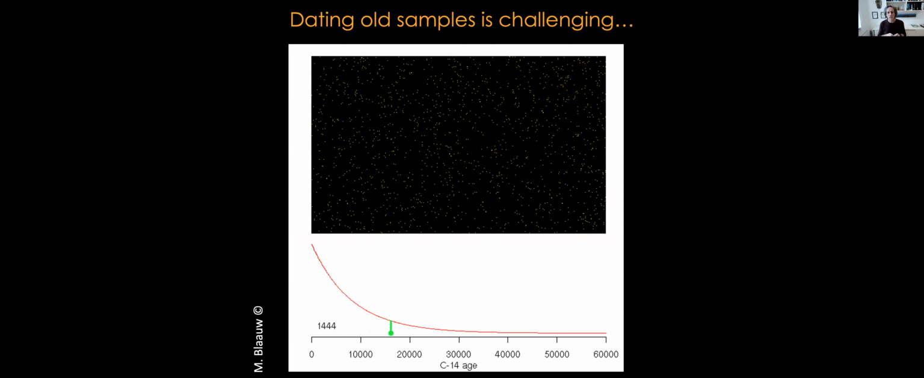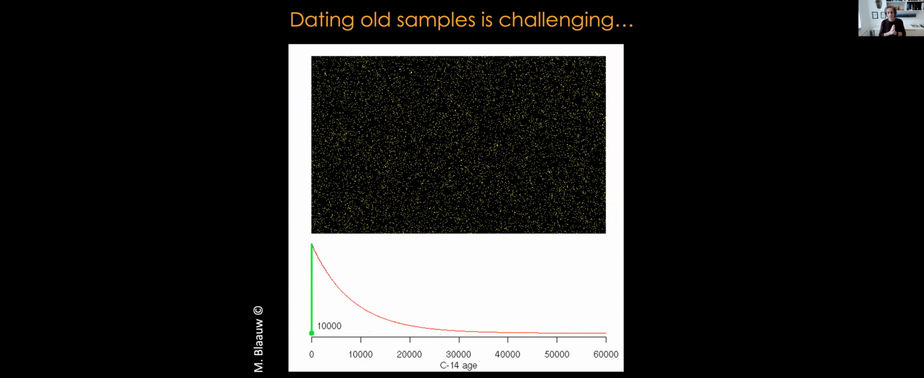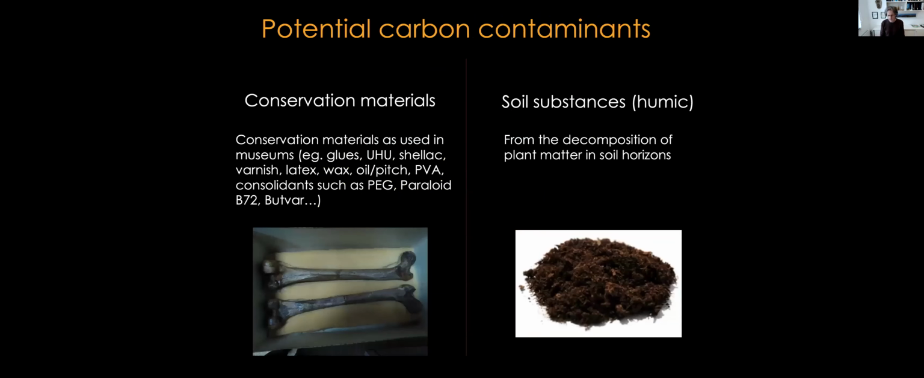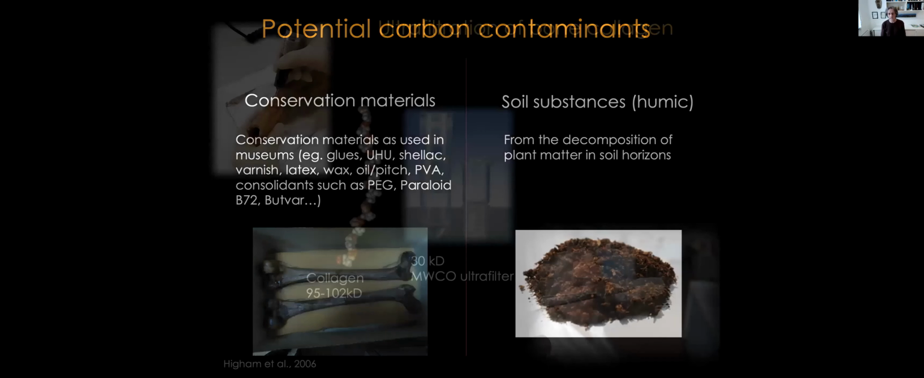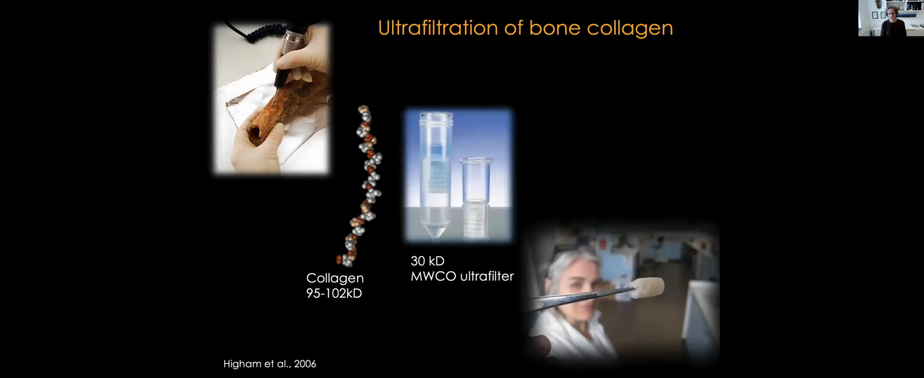This means that when you date old things, tiny amounts of contamination can have a big effect because there's not much radiocarbon left. So potentially, there is a great deal of problem for old contaminants to be introduced and to be difficult to remove. These fall into two main categories: soil substances from humic sources and conservation materials from things like glues and consolidants in museums and universities. So I've been at the forefront of working on approaches to remove these types of contaminants.